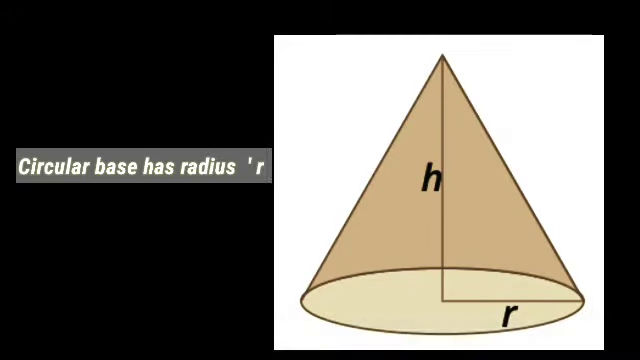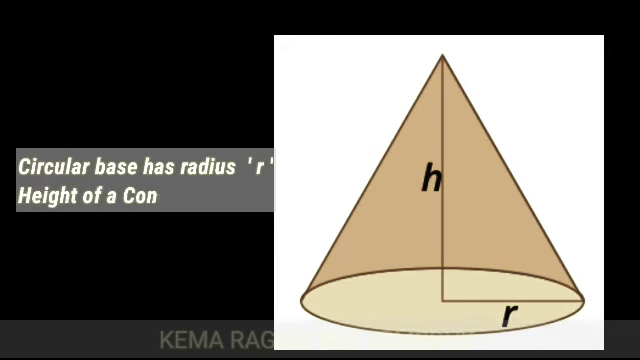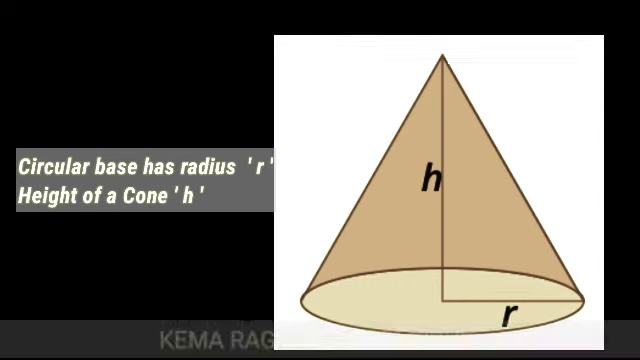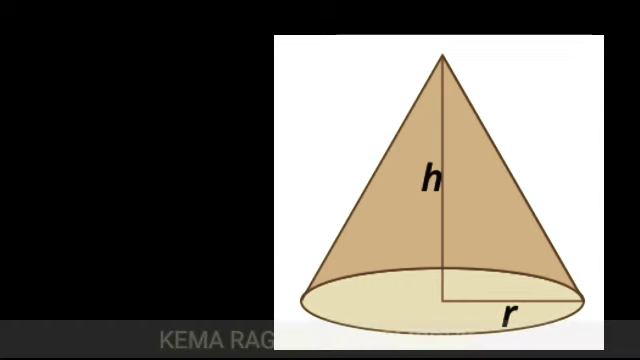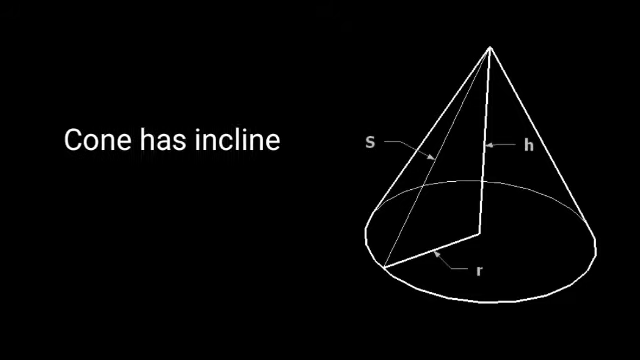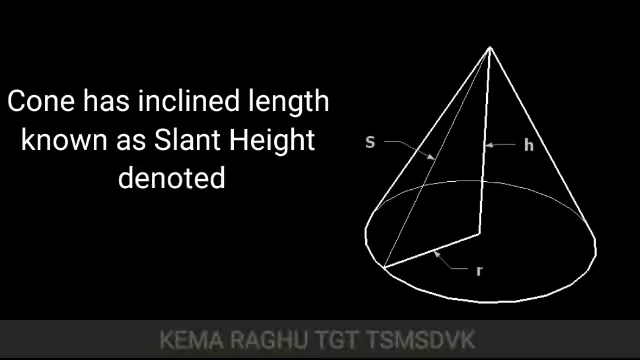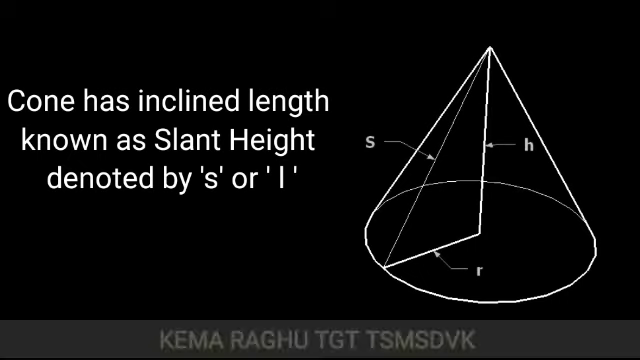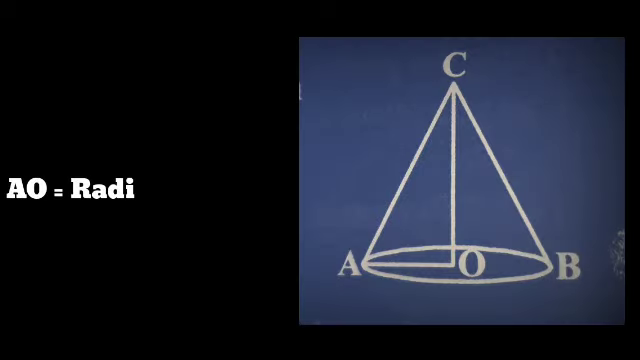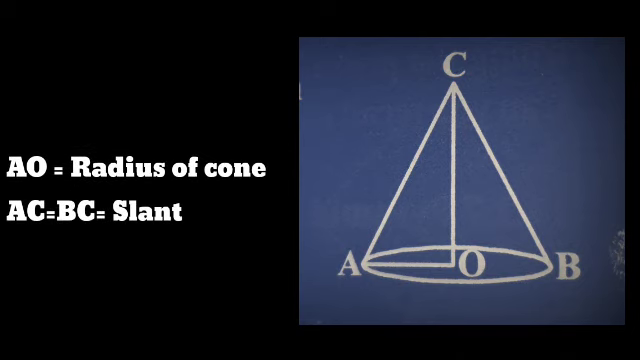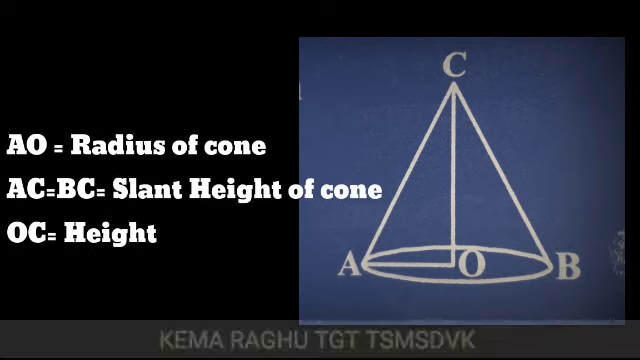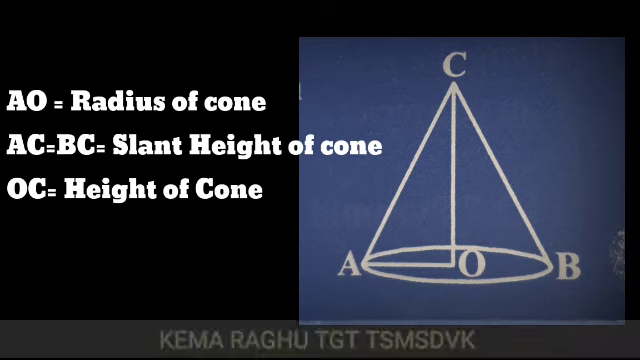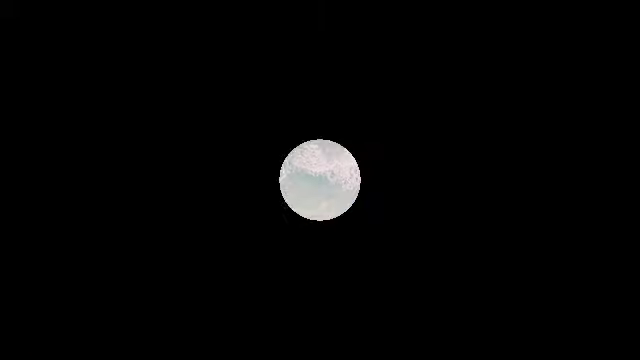The circular base has radius r, and the height of a cone is measured from the apex to the center of the circle. It also has an inclined length, which is known as the slant height, denoted by S or L. As you notice here, AO is the radius of the cone, AC and BC are slant heights, and OC is the height of the cone, which is the axis of the cone.